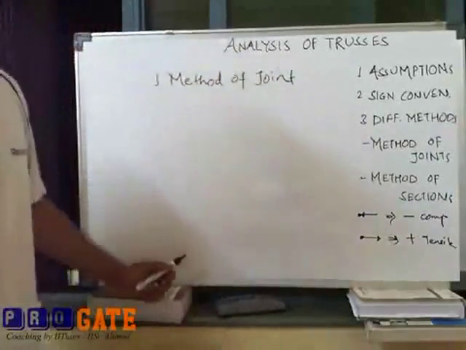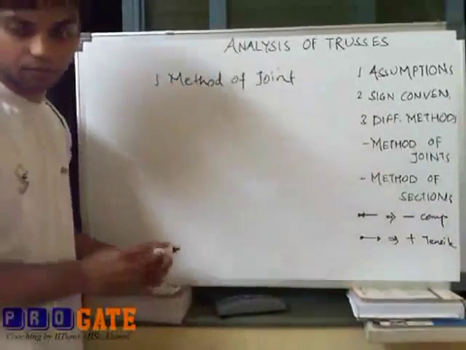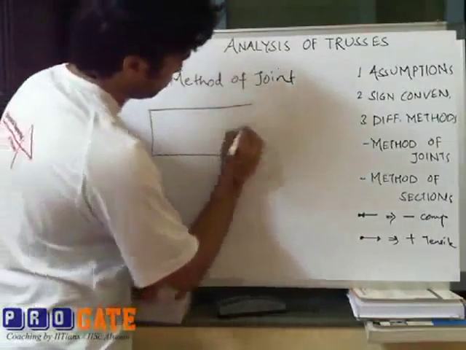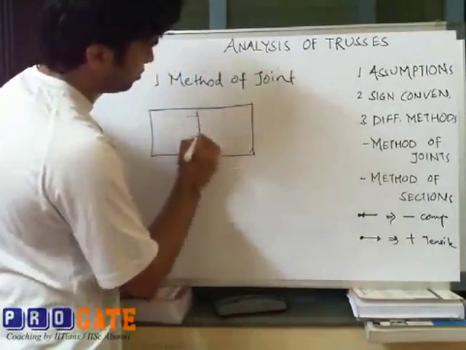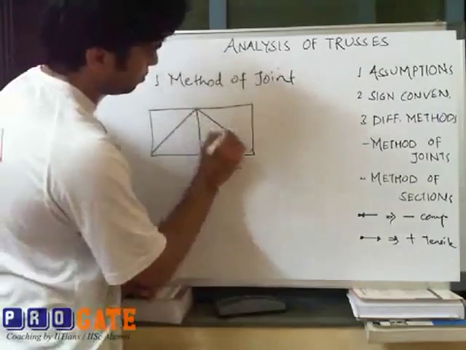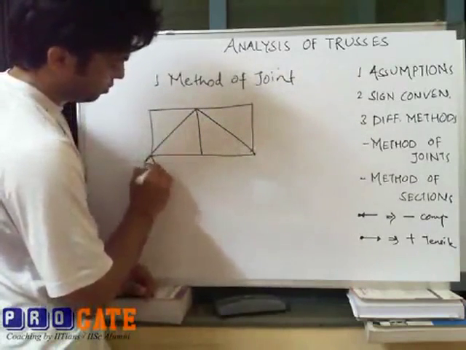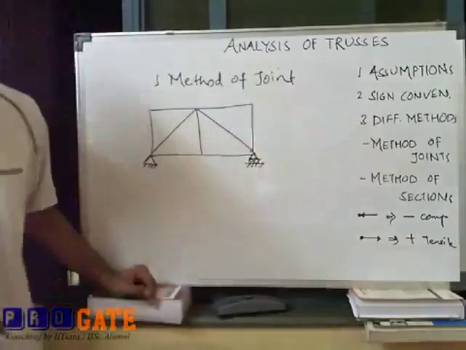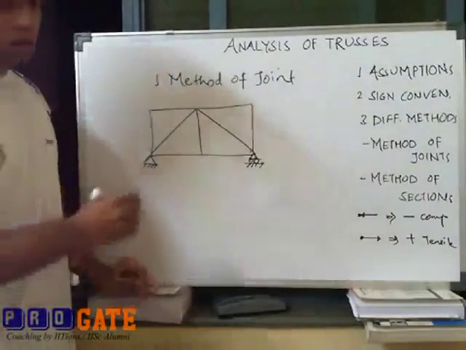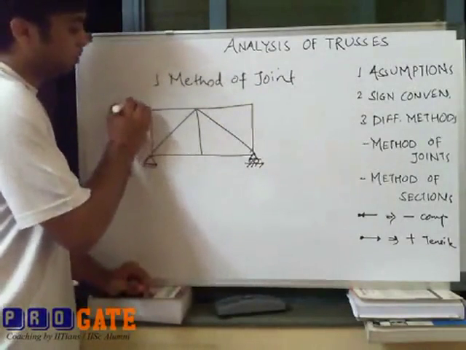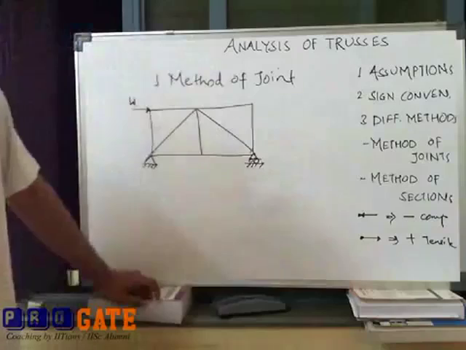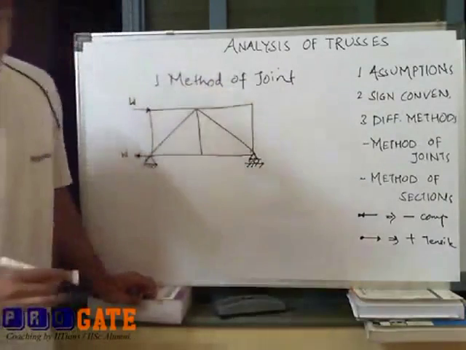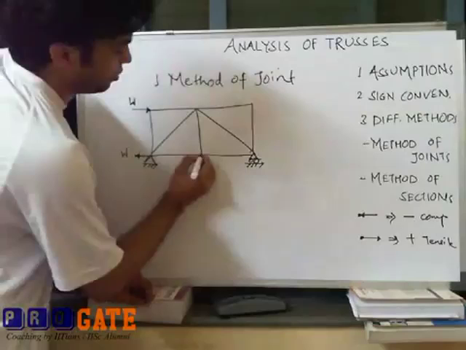For example, I have a truss here. It has two panels. Hinge support at one end and roller support at the other end. It is subjected to a load W here and another load, horizontal loads, both of them here. One more vertical load is here at a midpoint.